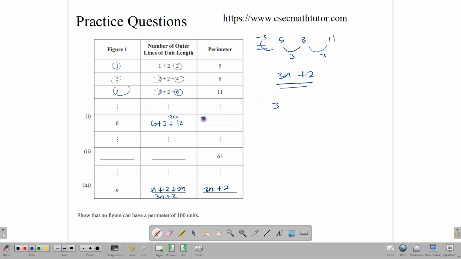So here we have 6, and so this number here is simply going to be 3 times 6 plus 2. And 3 times 6 is 18. 18 plus 2 gives us 20. There we have it.